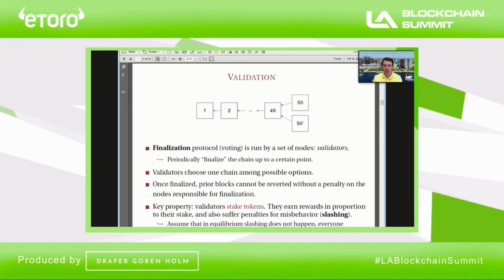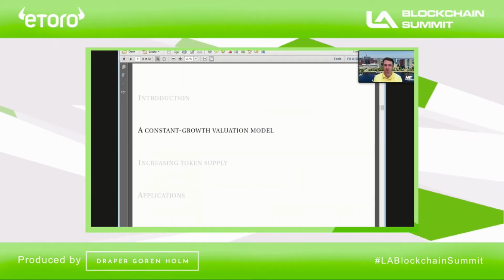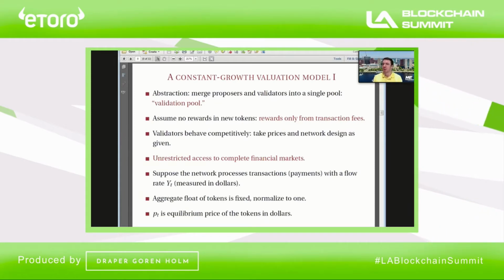What is critical about equilibrium is that validators collect rewards in proportion to the number of tokens that they stake. This is going to be at the center of our valuation model. So let me show you a simple version of the valuation model. This is a constant growth model.